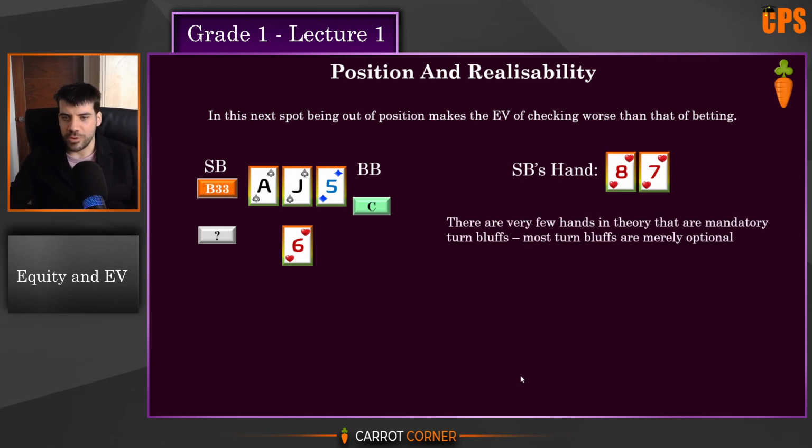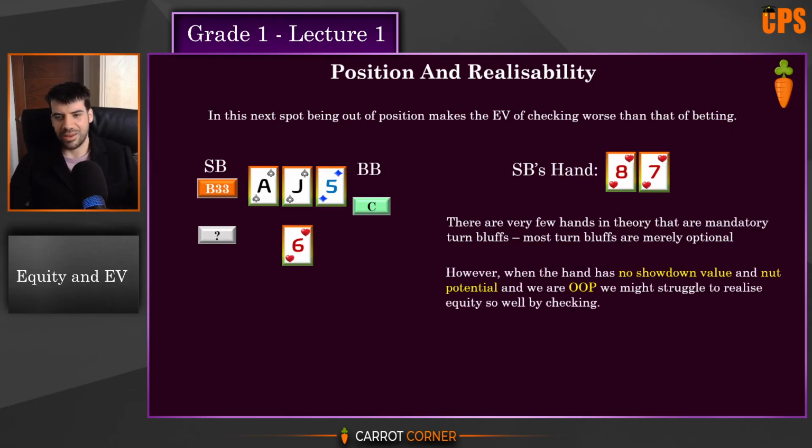There are very few hands in theory here that are mandatory turn bluffs. Most turn bluffs in most spots, especially in position, are merely optional. You can make them or you can wait. Sometimes that might be because bluffing is just not worth much and you can just show the hand down because it's not great to bluff. There's not a lot of fold equity. Other spots, it may be that you can bluff turn or river. As long as you bluff by the end of the hand, it's fine. In this spot though, it's more about urgency. It's about the immediacy of betting now.